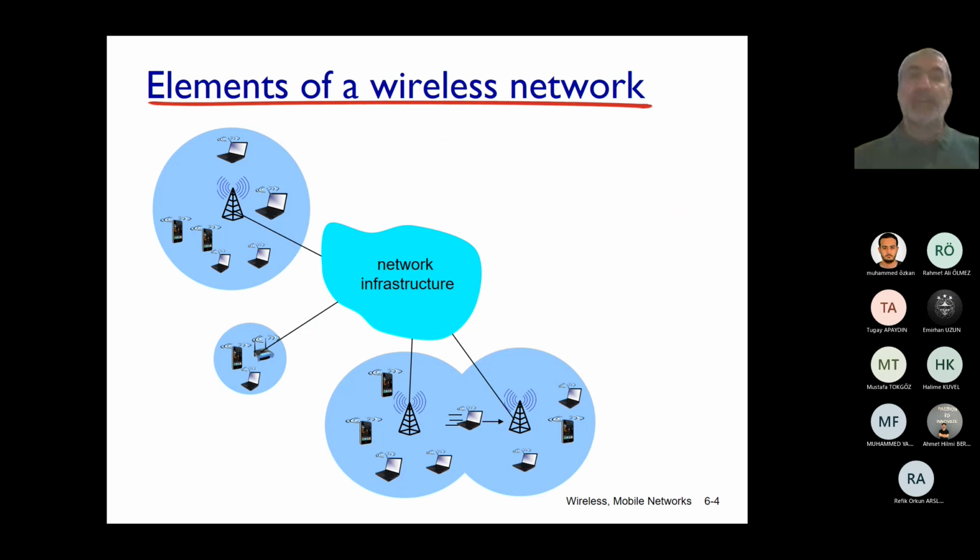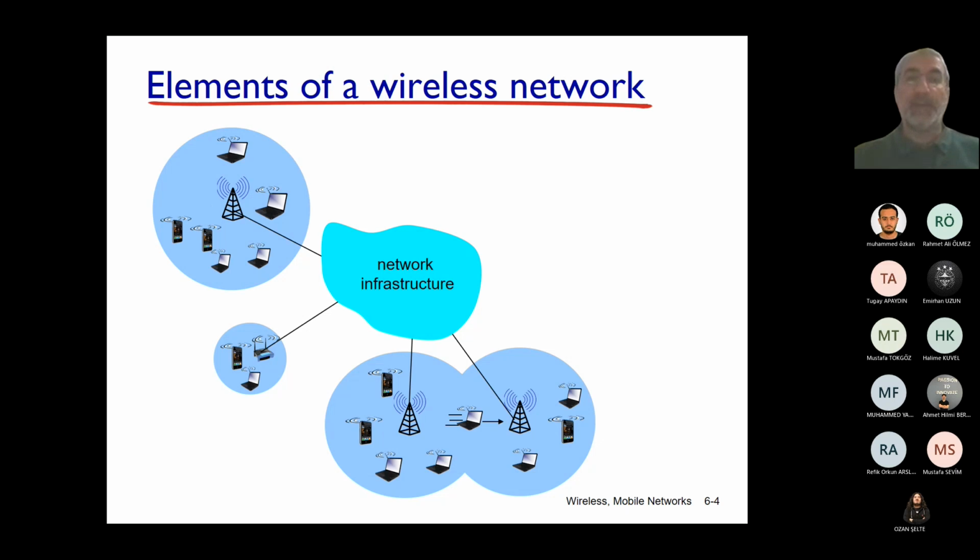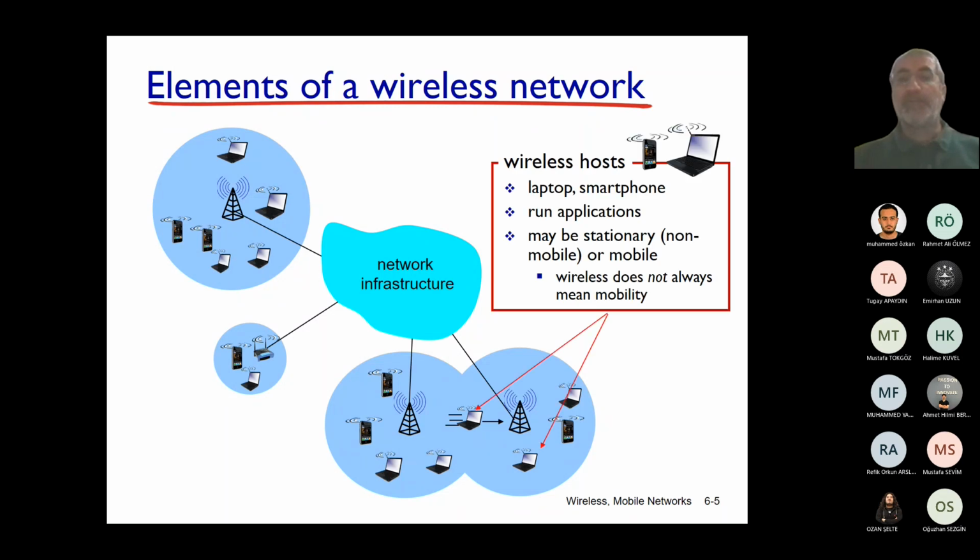So let's start with the main components of wireless networks. As you see, we have different kinds of wireless hosts or mobile devices. It can be a smartphone, laptop, tablet, smartwatch, and so on. One of the first components is called a wireless host. As I mentioned, this can be a laptop, smartphone, or tablet. These wireless hosts run applications, such as a mail application or a bank application and so on.